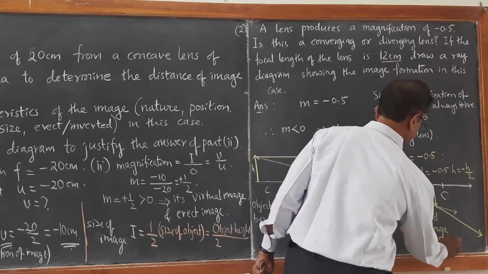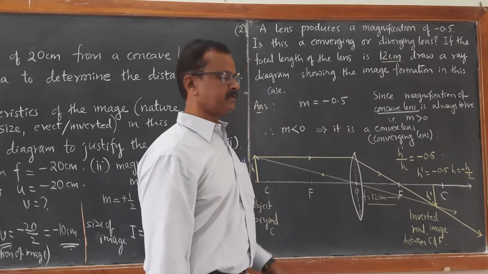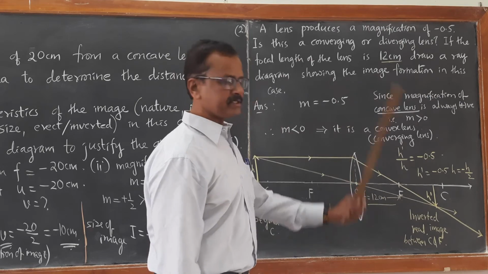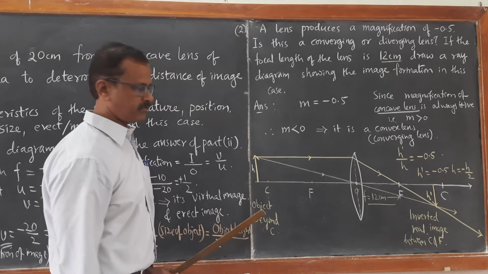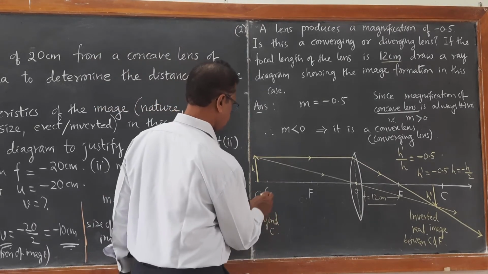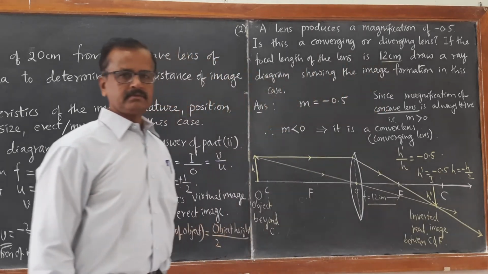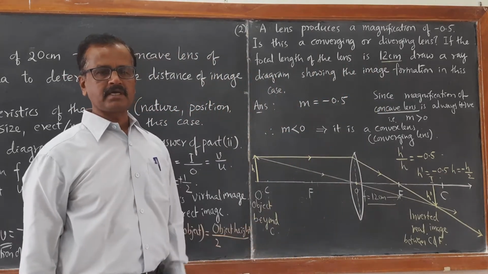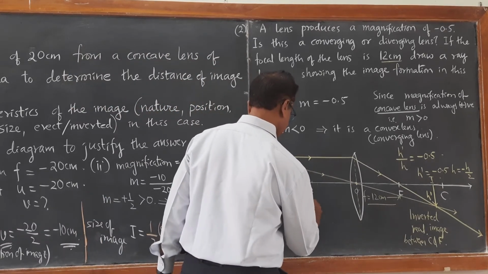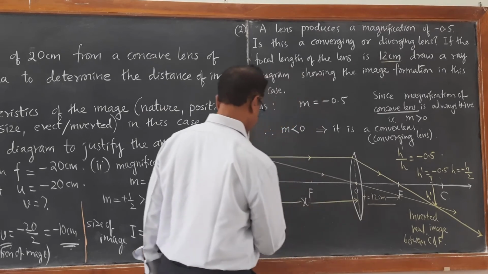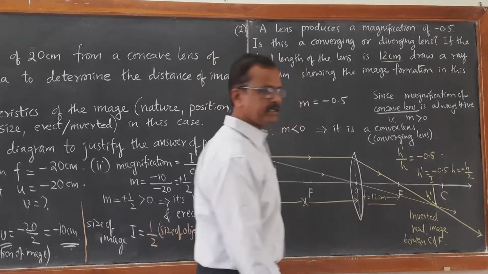But you see, he has given in this problem, focal length of the lens is given and magnification is also given. So we are supposed to find out what is the exact position of object, and what is the exact position of image. Object distance and image distance are supposed to be found out. So let us take object distance as x. Let x be the object distance. Then we can find out what is the image distance.